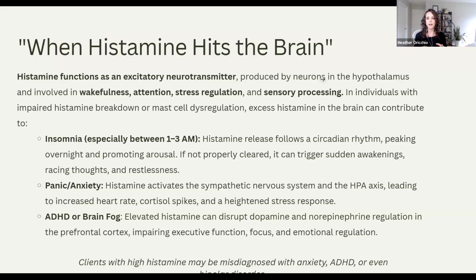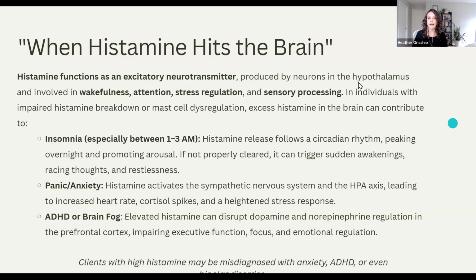So brain fog is a very common symptom. This can also be due to some imbalances with some of the other neurotransmitters, but of course it's going to impair their attention, emotional regulation, and their focus. And so this is where they might get misdiagnosed with some of these other conditions, but really high histamine levels are what's causing that.